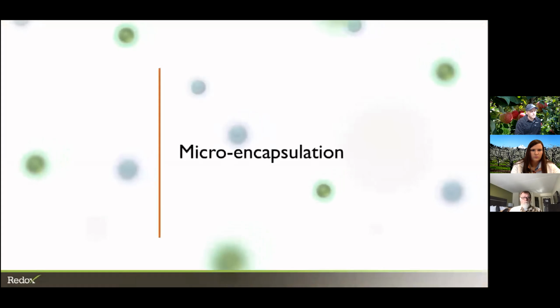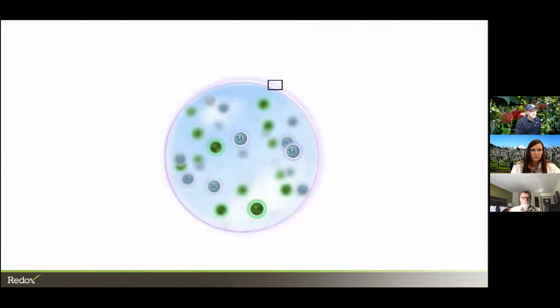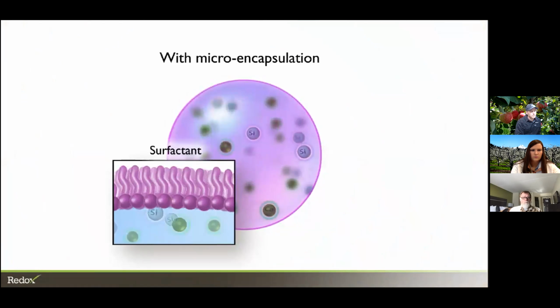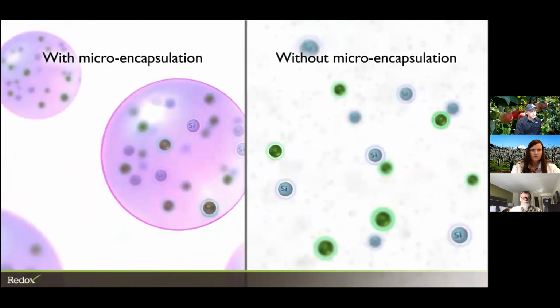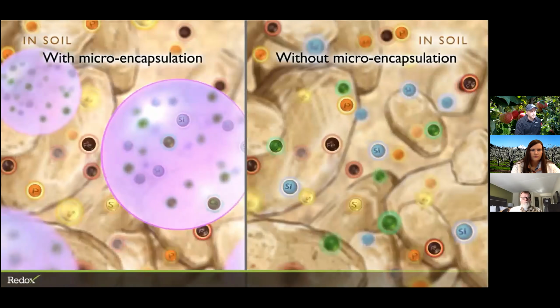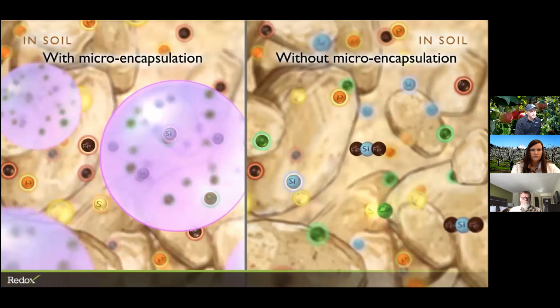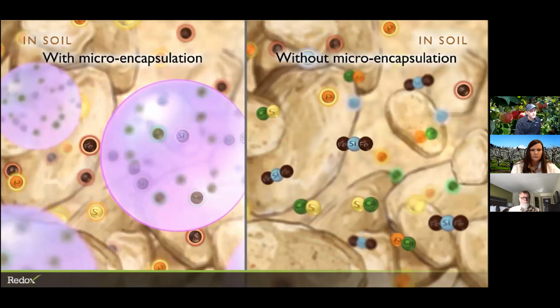Microencapsulation is the process of incorporating mineral ions into a plant-friendly, eco-friendly surfactant technology. In natural soil conditions, microencapsulation adds protection against unwanted chemical reactions during application.